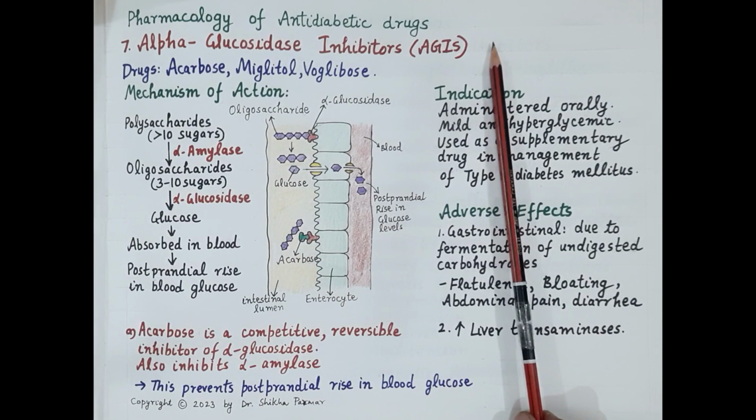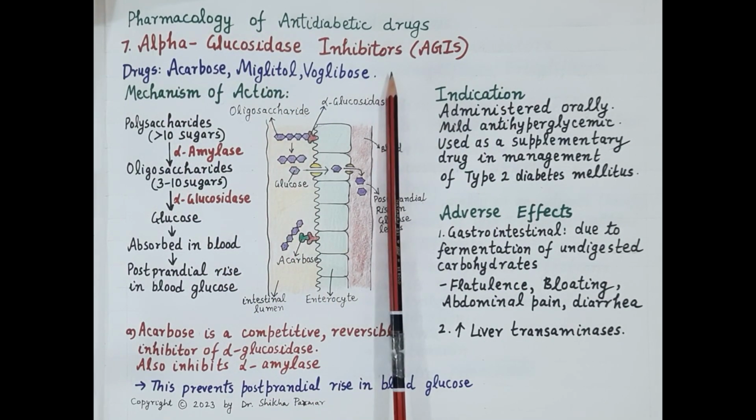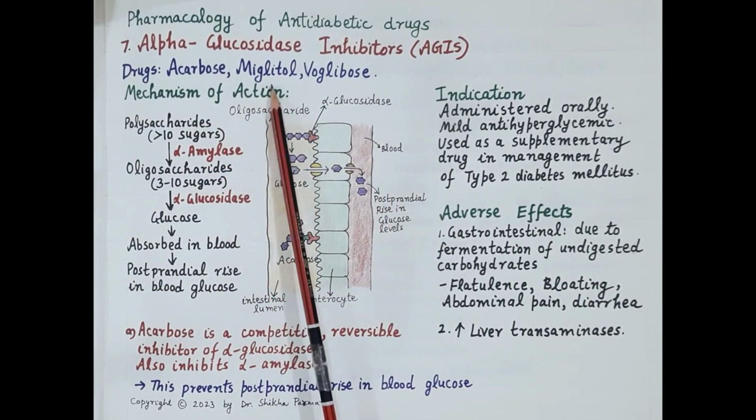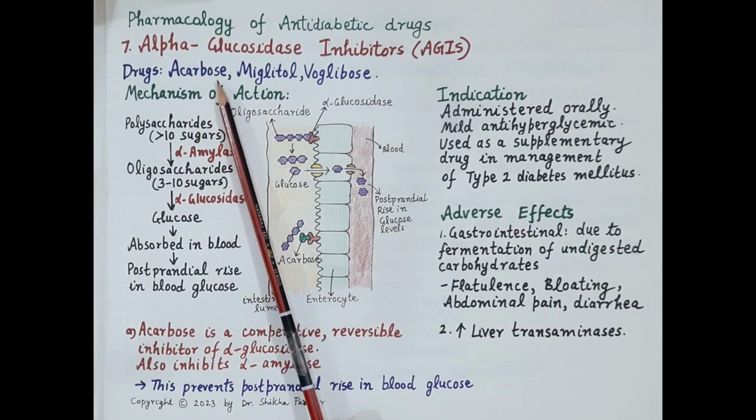After discussing drugs that increase insulin secretion and drugs that increase insulin sensitivity, let's study the third category of miscellaneous drugs. Now, the first class of drugs administered orally in this category are alpha glucosidase inhibitors. This class includes drugs namely acarbose, miglitol, voglibose. Acarbose is the most widely and most commonly used alpha glucosidase inhibitor.